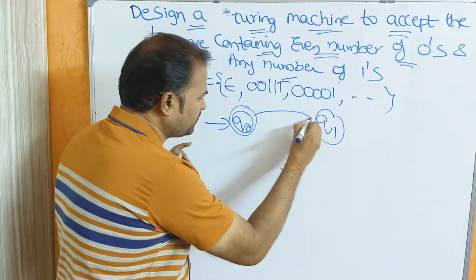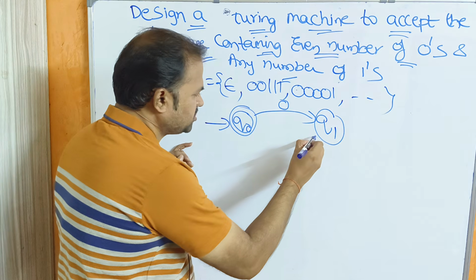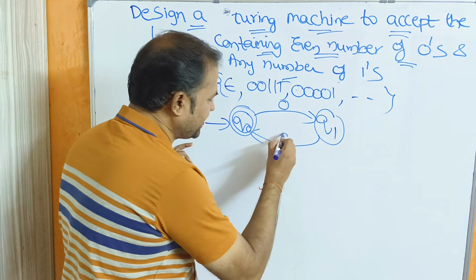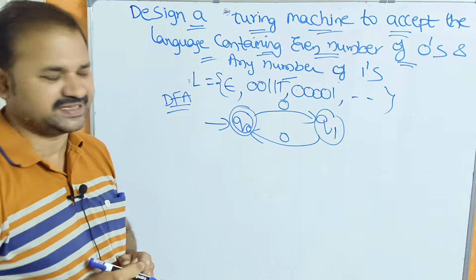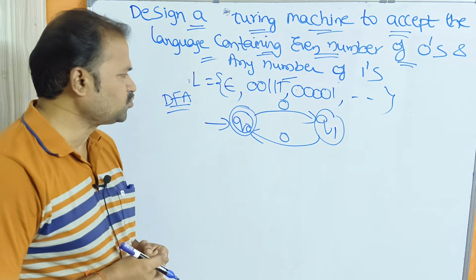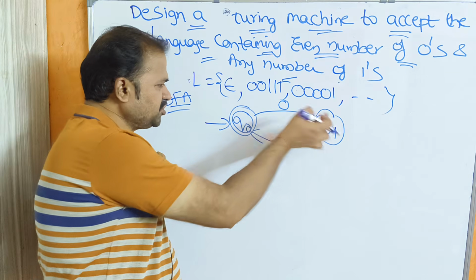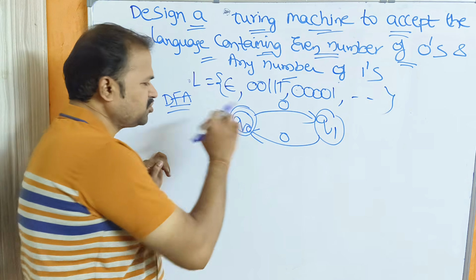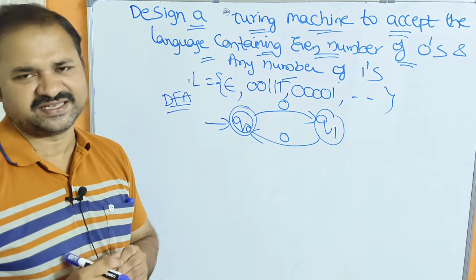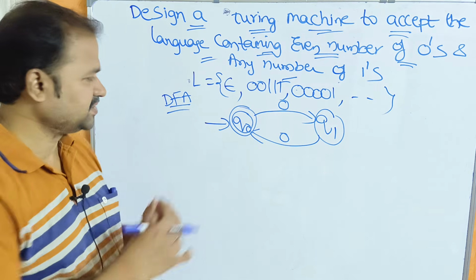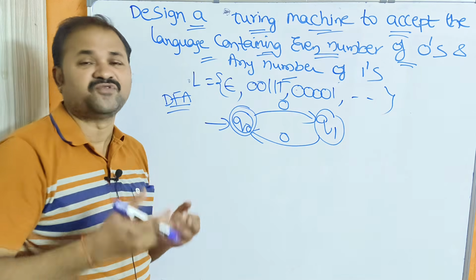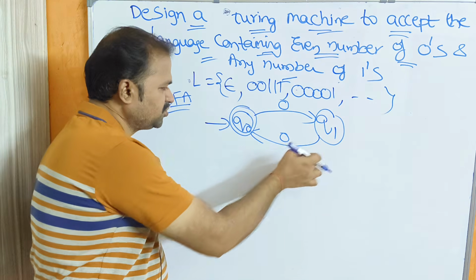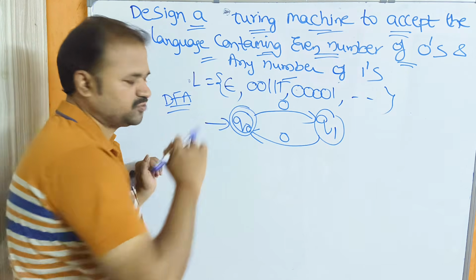So apply 0 from Q0 to Q1. Next, from Q1 to Q0 also on 0 transition. We will have a transition like this. So let's say we have 2 zeros. Then Q0 on 0 goes to Q1, Q1 on 0 goes to Q0. So Q0 is the final state. Let's say we have 4 zeros. So 1 0, 2 0, 3 0, 4 0.